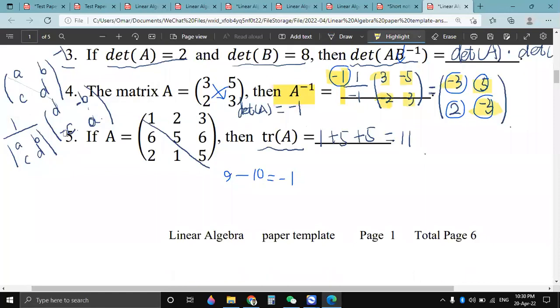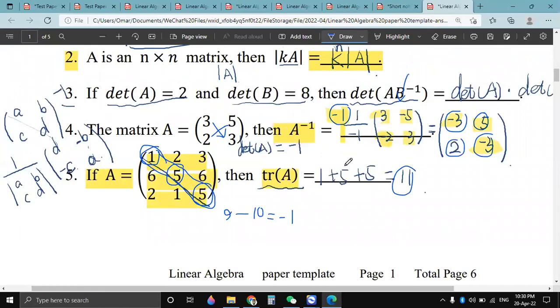And then let's go to the next question. So here, if A is equal to 1 2 3, 6 5 6, and 2 1 5, then what is the trace of A? To find the trace, you just need to add the entries of the main diagonal. Okay, so 1 plus 5 plus 5, it will be 11.